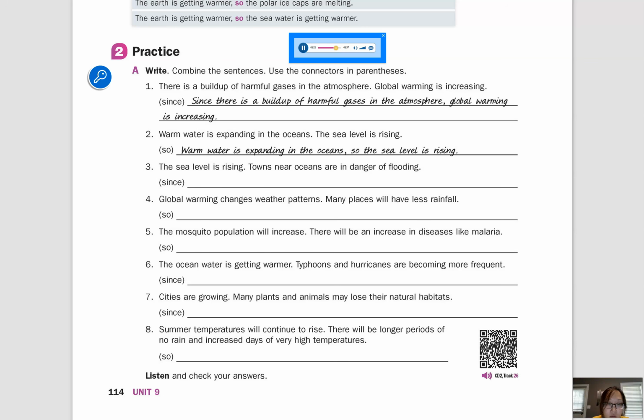8. Summer temperatures will continue to rise, so there will be longer periods of no rain and increased days of very high temperatures.